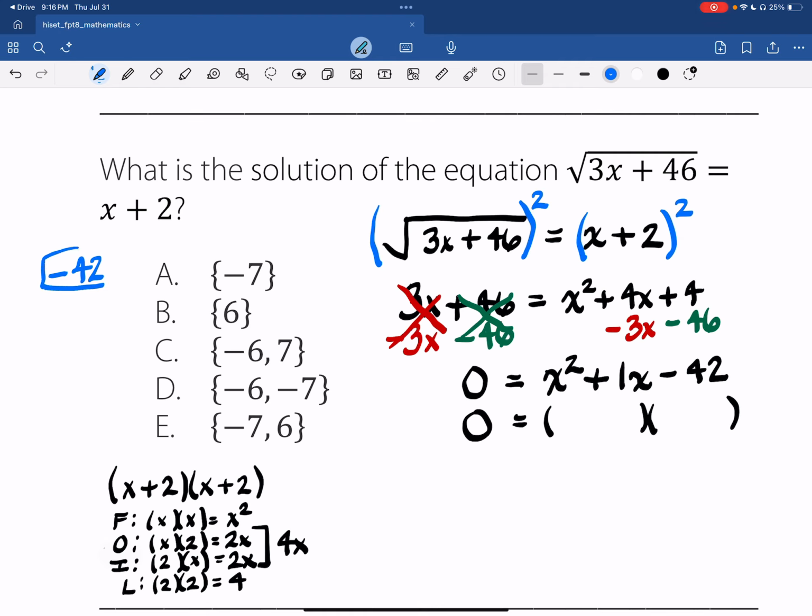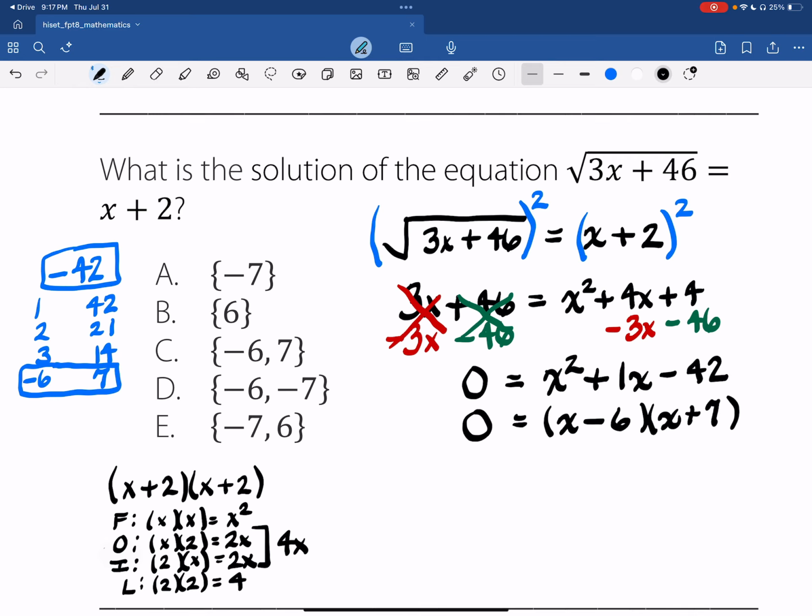So if I'm looking for factors of 42, of course, 1 and 42, 2 and 21, 3 and 14, 4 won't go, 5 won't go, 6 will, and 7. And those are all the choices. So if I want a positive 1, when I add them, I'm going to use a negative 6 and a positive 7. So my factors will be, put an X in each one, a negative 6 and a positive 7.